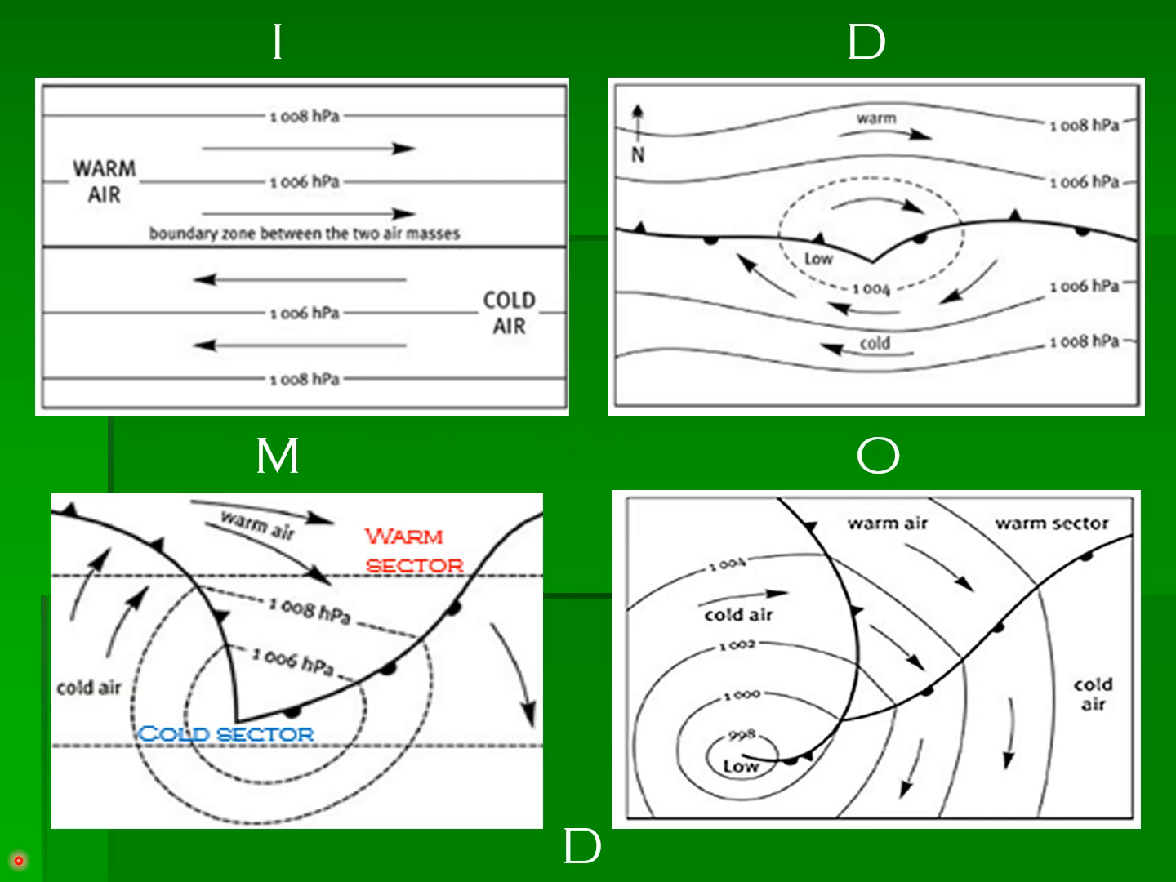To recap, let's have a look at the stages in the development. Remember the acronym IDMOD: I-D-M-O-D, I for initial, D for development, M for mature, O for occluded, D for dissipating. The emphasis is often on the mature stage and the occluded stage.